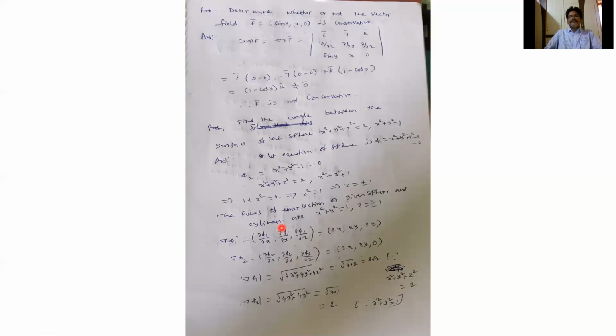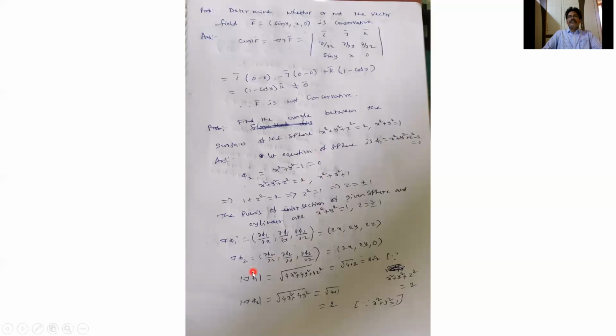Here ∇φ₁ = (∂φ₁/∂x, ∂φ₁/∂y, ∂φ₁/∂z). Here φ₁ is x² + y² + z² − 2. ∂φ₁/∂x is 2x, the rest being 0 because we treat y and z as constants. ∂φ₁/∂y is 2y. ∂φ₁/∂z is 2z.